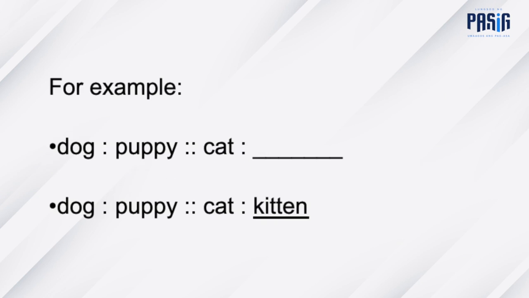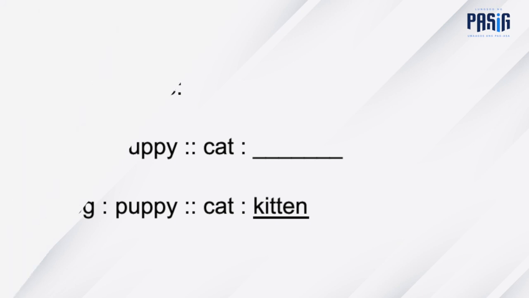For example, dog is to puppy as cat is to blank. To solve the analogy, you must first determine the relationship between dog and puppy. Once you realize that a puppy is a baby dog, you can find the corresponding relationship for a cat. A baby cat is a kitten. So, the completed analogy is dog is to puppy as cat is to kitten.